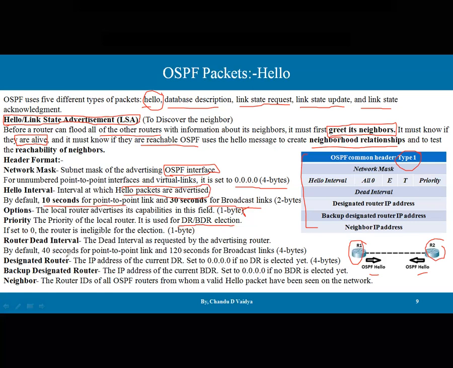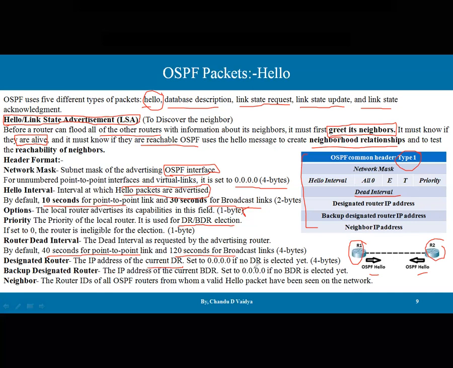Then the router dead interval, guys. This dead interval is requested by the advertising routers. By default it is 40 seconds for point-to-point and 120 seconds for broadcast. Then there is the designated router field, which is the IP address of the current DR. It is set to 0.0.0.0 if no election has happened.